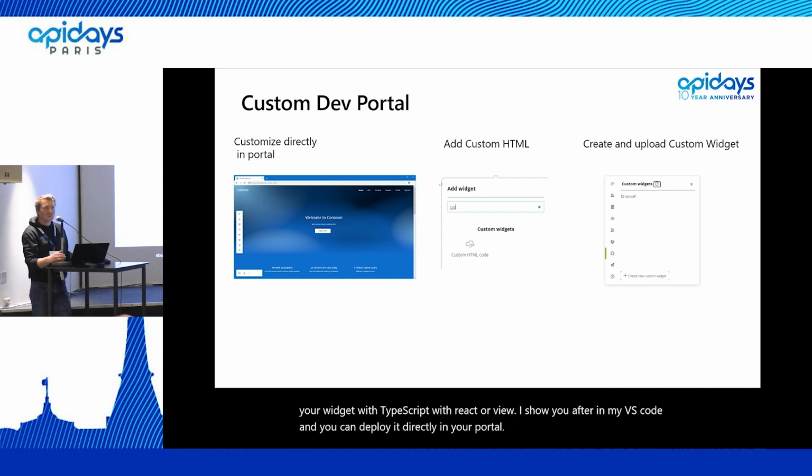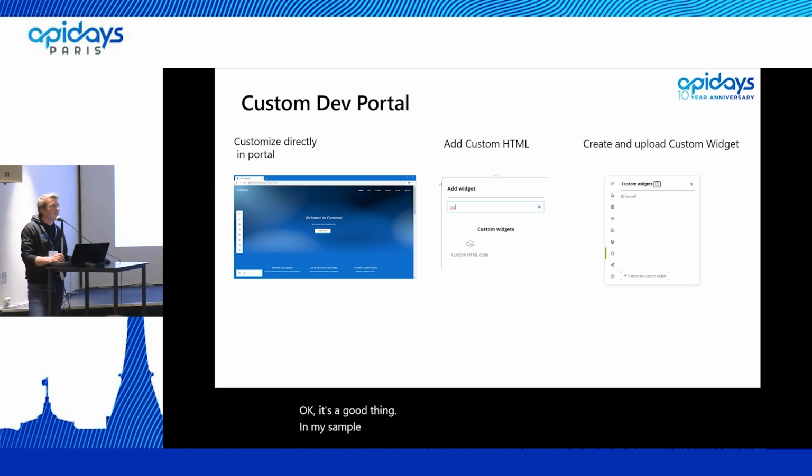The versioning of this widget is different from the revision of the portal. You have the portal revision and you have the versioning of your widget. Okay, it's a good thing. In my sample, I use some custom widgets with text-to-speech and language understanding to create a virtual assistant in my dev portal.